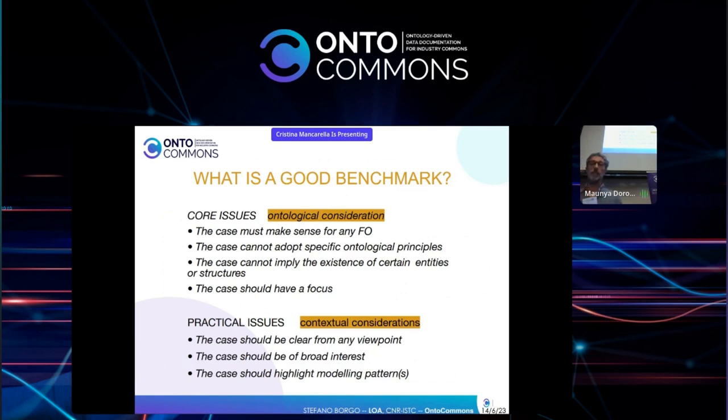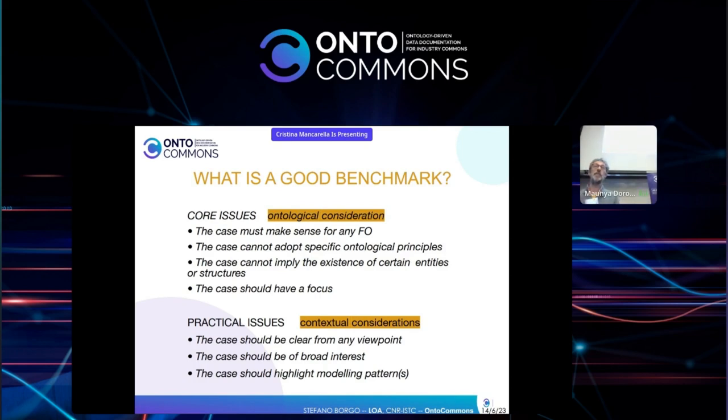On the core issues, the case must make sense for any of the foundational ontologies. This means that if you take another set of ontologies, probably you have to rediscuss the cases. It might be, at least. The case cannot adopt the specific ontological principles because you are automatically saying some of them are wrong, and that's not the point. The case cannot imply the existence of certain entities or structures, unless all the ontologies being compared are already committed to that. So again, you have to be fair, you have to accept all points of view and not impose something that some ontology does not want to have in the system.